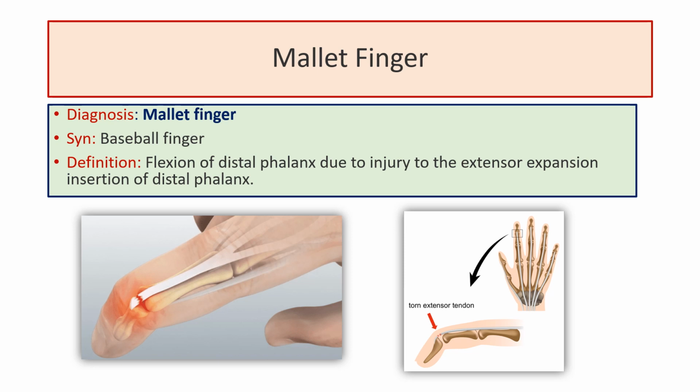So you are seeing in this picture the tear in the extensor tendon that is getting inserted into the base of the terminal phalanx because of the hit by the ball on the distal phalanx. Because of that, there is a tear in the extensor tendon, and that has resulted in the flexion at the distal interphalangeal joint.